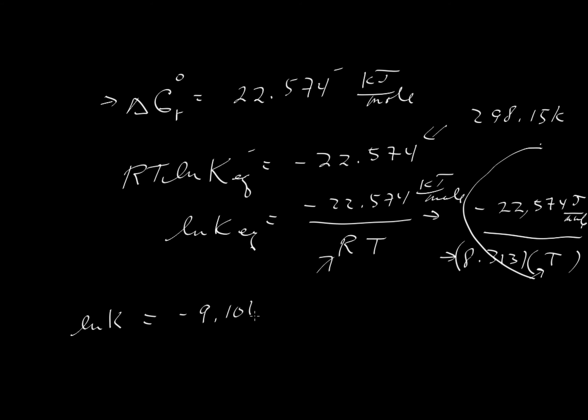9.106. Now, in a lot of tables you'll see not just the natural log, but instead the base 10 log. So the log of K would be minus 9.106 divided by 2.303. So 2.303 is our conversion to change a natural log into a base 10 log, and that gives us minus 3.95.